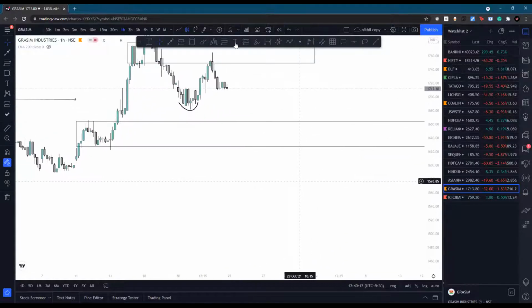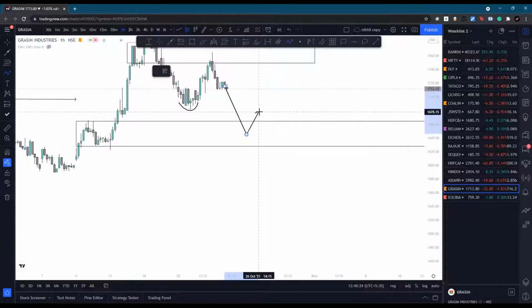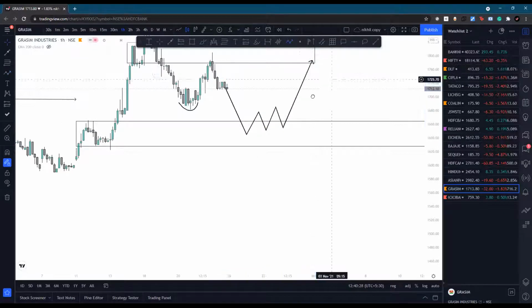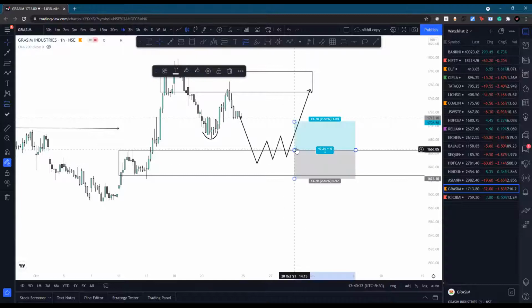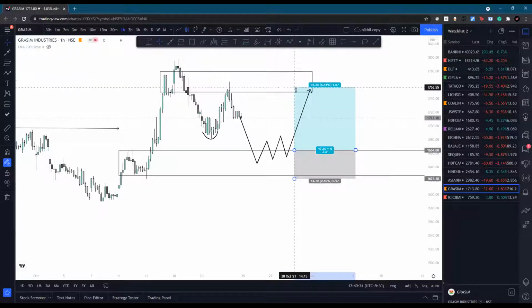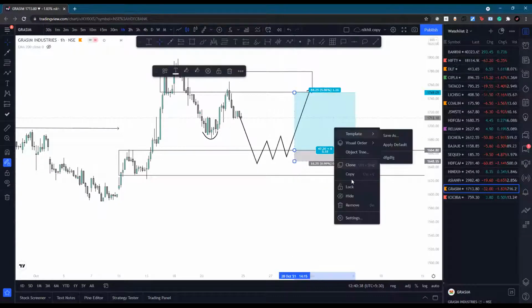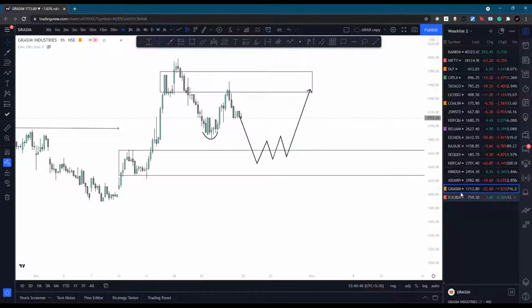Even for long, we'll wait for it to tap into that order block level, structure formation, OB, and then it goes on from here. A 5% move is more than enough. Correct.